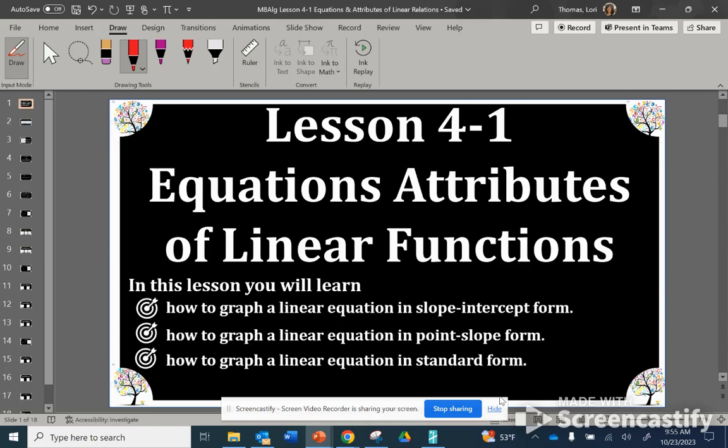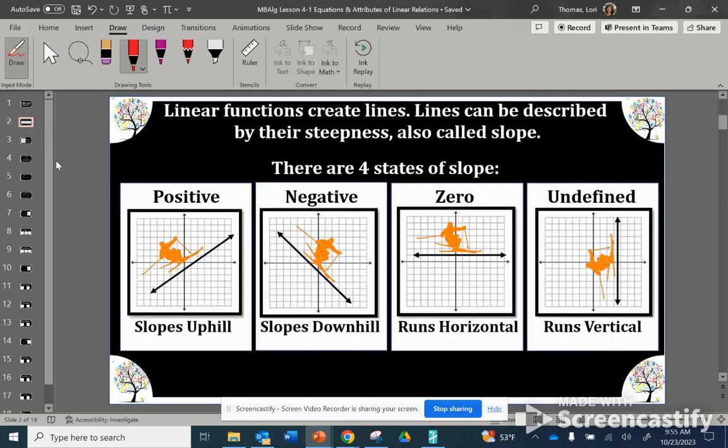Okay, guys, in this lesson, we're going to talk about the three different forms of linear equations and the attributes or traits that each of the forms brings. So let's first talk about slope. Any time that we have a constant rate of change called slope, we know that we have a linear function.